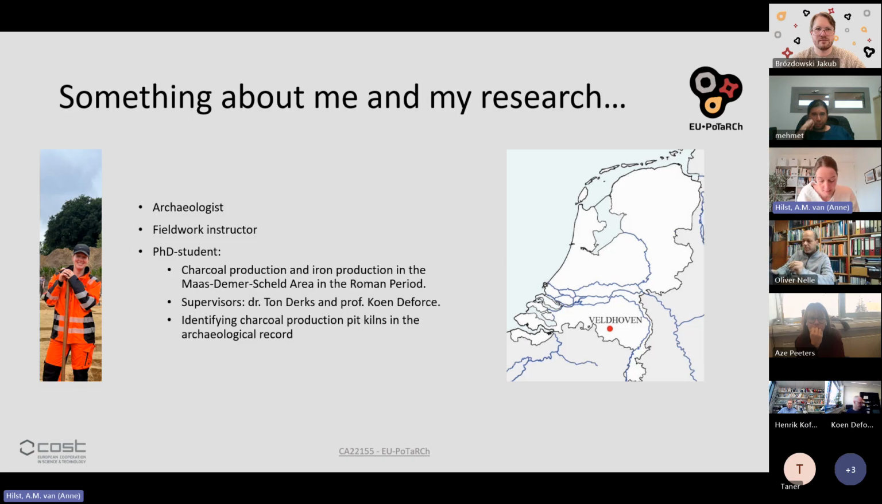I'm an archaeologist and I work at the Vrije Universiteit in Amsterdam as a fieldwork lecturer. And we run an archaeological field school on a site in Veldhoven in the south of the Netherlands. You can see it here on the map. Each year we excavate there with first-year students and some advanced students. On the site, we find remains of Roman settlement, Iron Age features, evidence of Roman ironworking, and relevant to our COST action, Roman charcoal pit kilns.